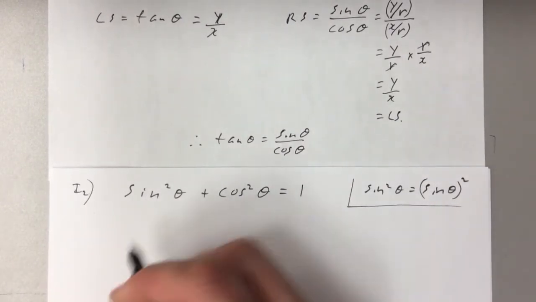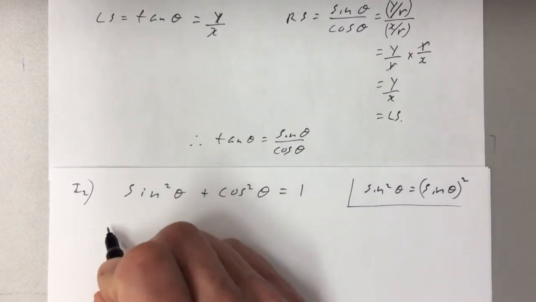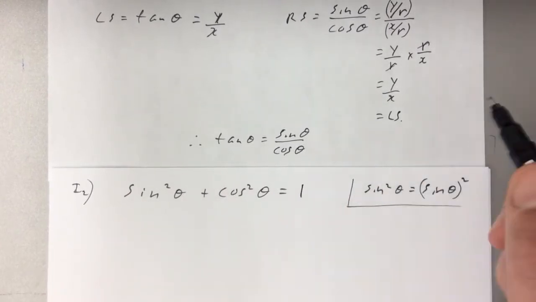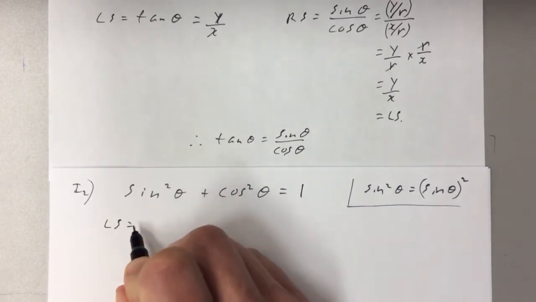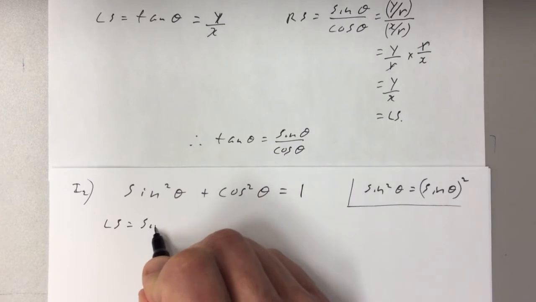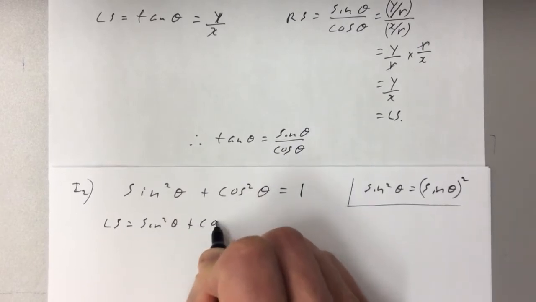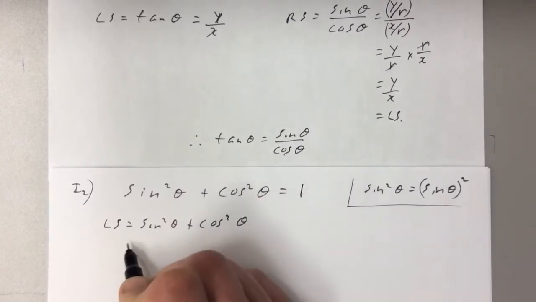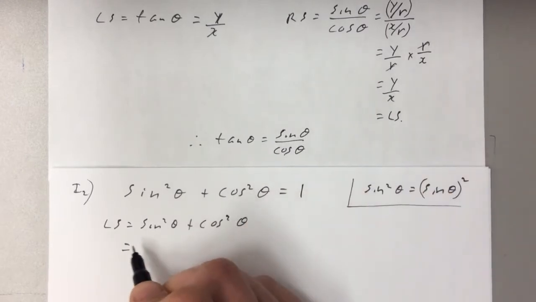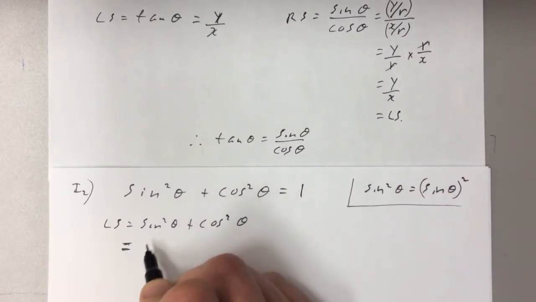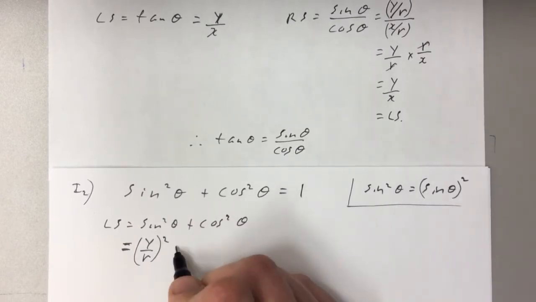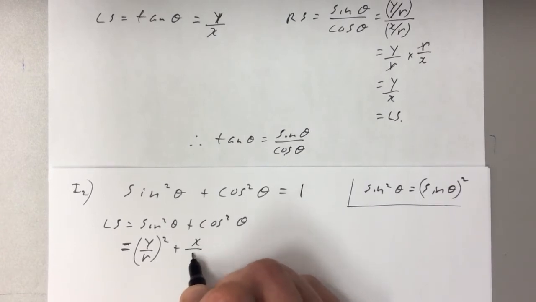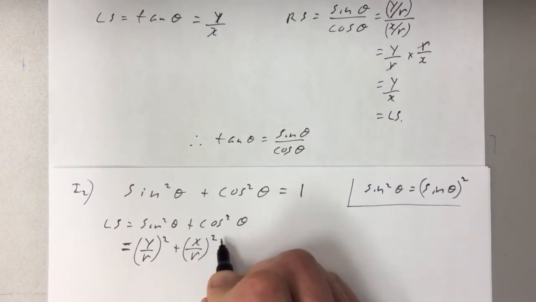Okay, so we're going to look at this one. We're going to look at the left side first, because the right side is just 1, so it's kind of easy to figure out. So the left side equals sine squared theta plus cos squared theta, and sine theta equals y over r, so I'm going to put y over r, and then I'm going to square it. And then cos theta is x over r, and I'm going to square that.